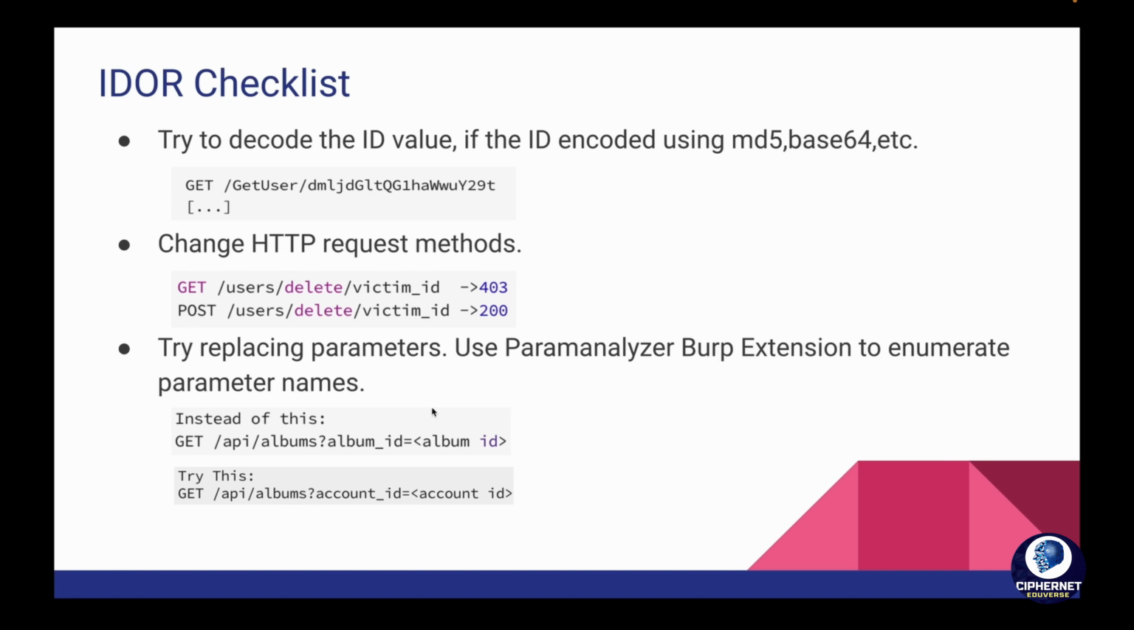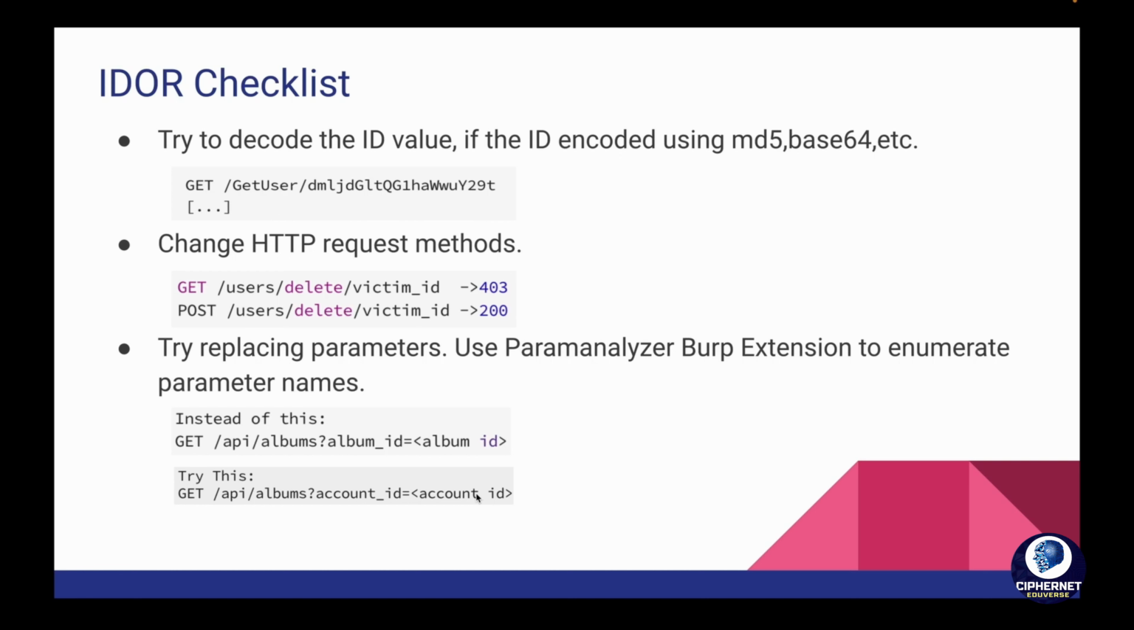And the third method would be trying replacing parameters. Here you can use Param Analyzer, a Burp extension which basically enumerates all the parameter names in that particular target application. So here you can see, instead of album_id and the album ID value, in the same endpoint you can use another parameter name and parameter value. So instead of album ID, you are using account ID and the account ID value.